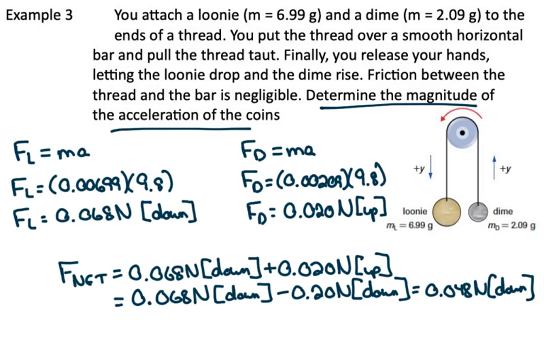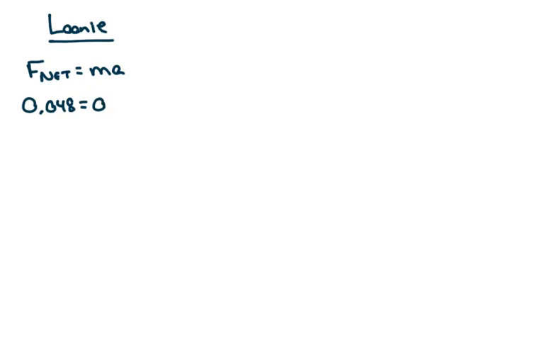Now that we know the net force on the system, we can determine the acceleration of each coin. So for the loonie, we know that F net equals MA. The net force, 0.048 newtons. The mass of the loonie in kilograms, 0.00699. Dividing that out, going to 2 sig figs, we get the acceleration of the loonie as 6.9 meters per second squared, and that will be down.